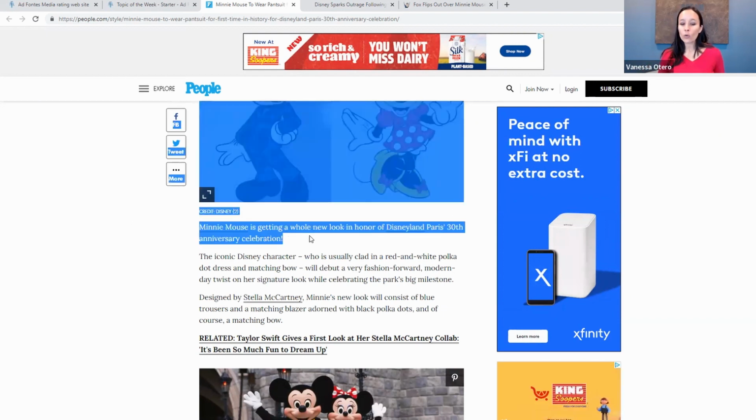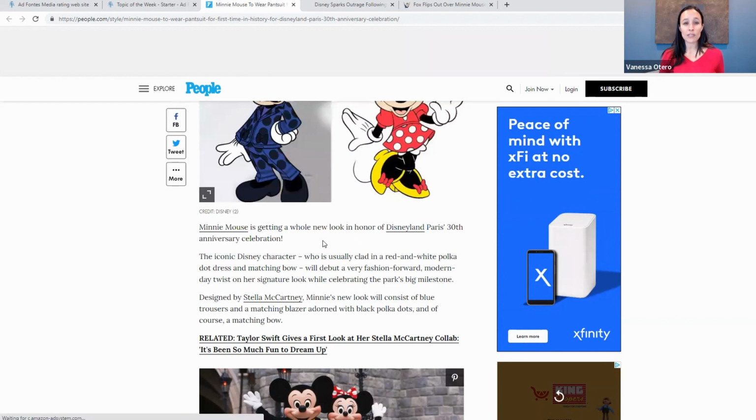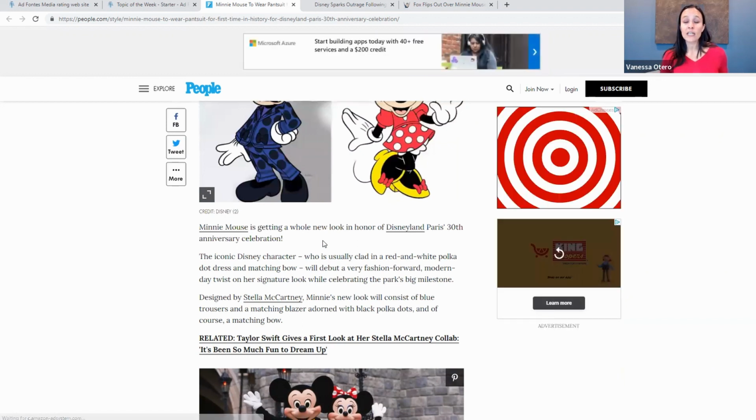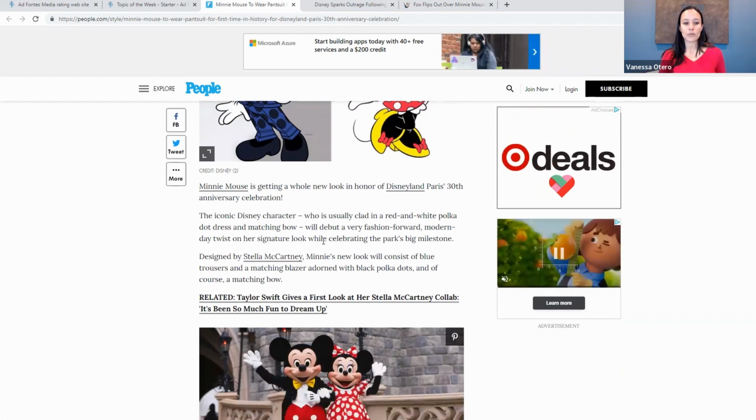Minnie Mouse is getting a whole new look in honor of Disneyland Paris's 30th anniversary celebration. Straightforward, has an exclamation mark. So it seems generally like a positive statement, but factual, straightforward.